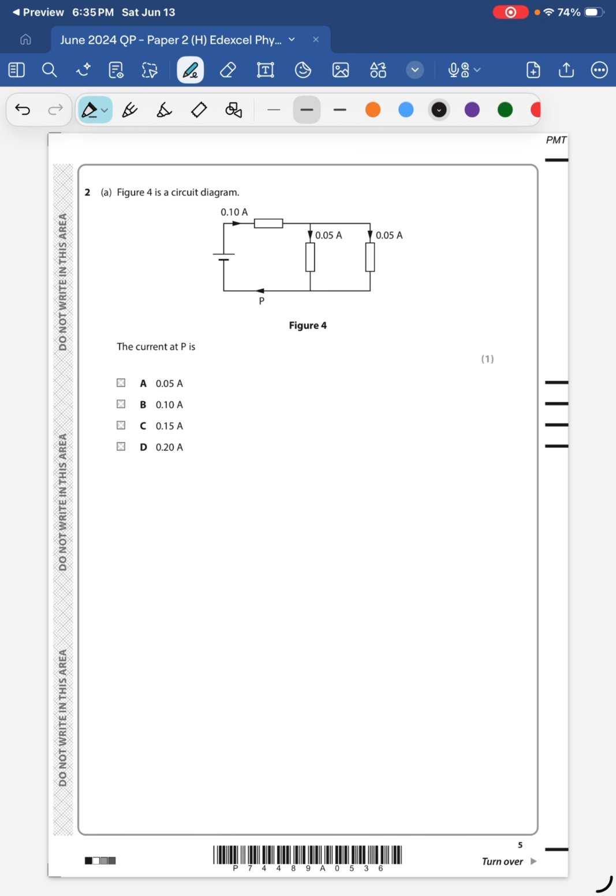Question 2, figure 4 is a circuit diagram. The current at P is, so we see that the battery provides a current of 0.1 amps, which then splits into this parallel section, right? So we get 0.05 amps in each branch, and then these two currents merge again. So 0.05 amps plus 0.05 amps will be the current at P pretty much. So 0.1 amps. So B is the correct answer.